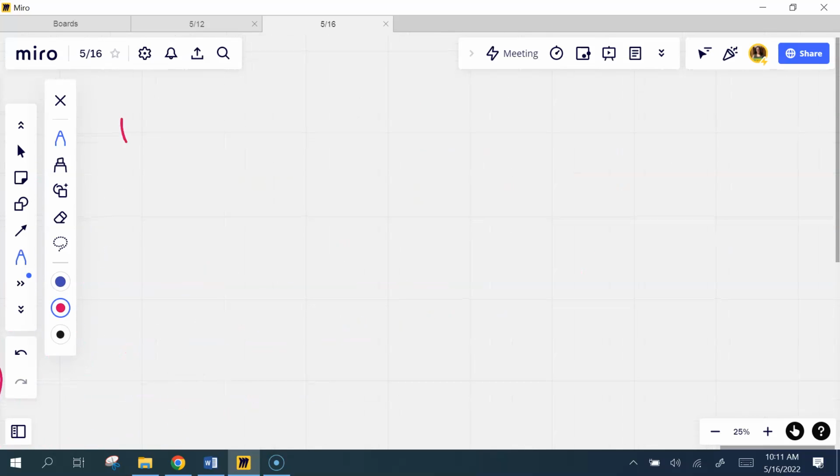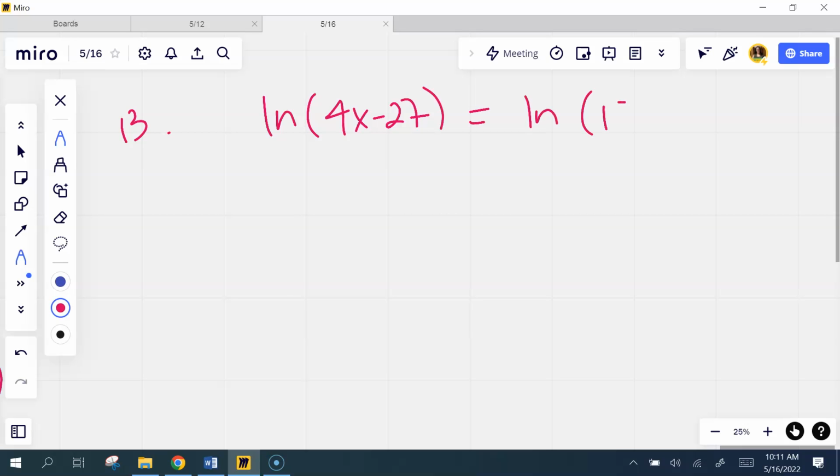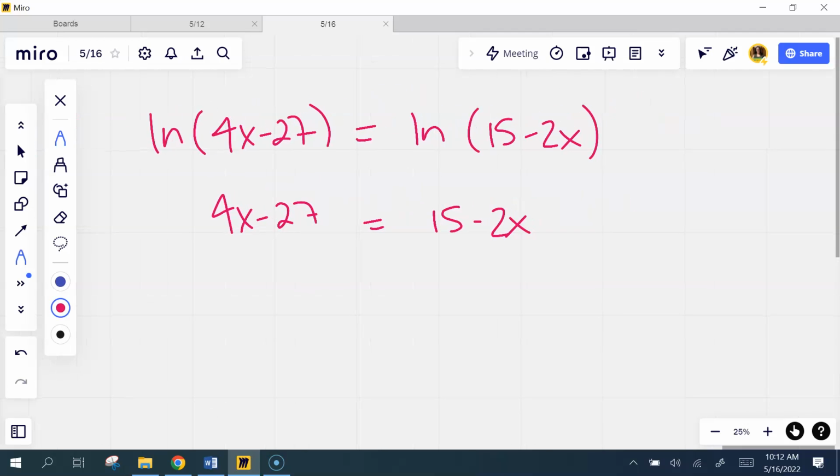So look at number 13. I have the log of 4x minus 27 equals the log of 15 minus 2x. Tell me what I do. So yes, because they're separated and there's just the ln's on both sides, I can drop those ln's and just have 4x minus 27 equals 15 minus 2x. Now I do want to say that if I'd had like plus 5 here, that wouldn't work. I'd need to get both logs on the same side and condense. But because it's just the log of something and the log of something, I can drop those that way.